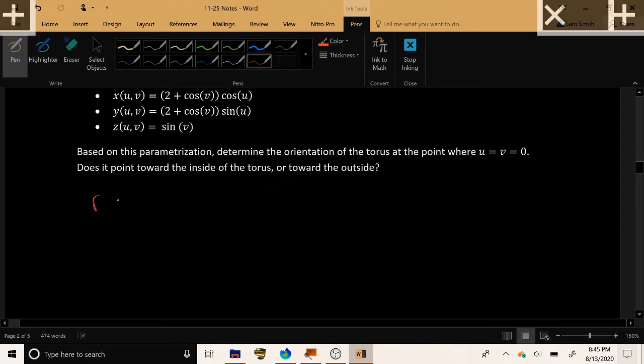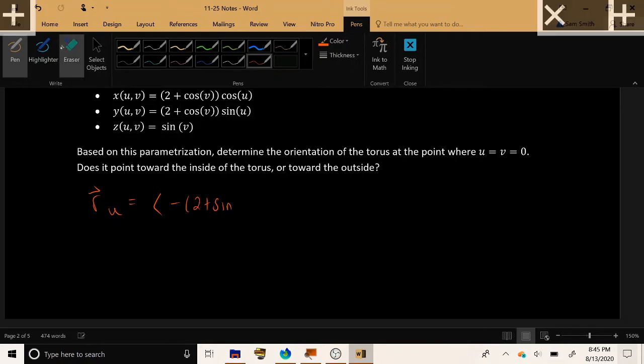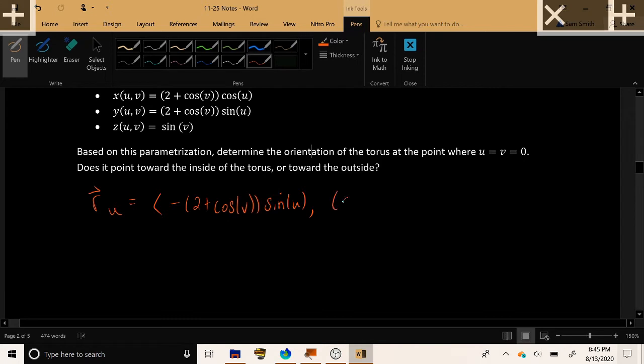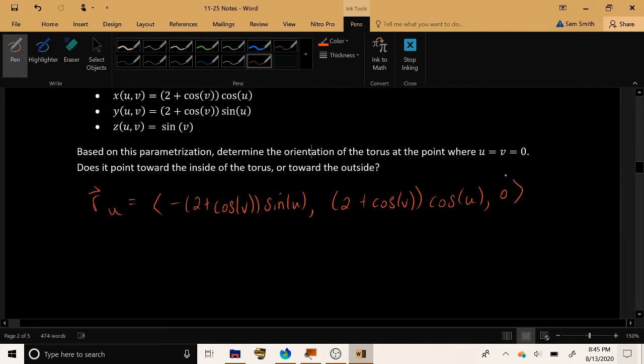We have r, which is equal to x, y, z, and so let's calculate r sub u, the derivative in the u direction, which will change the cosine u to a negative sine u. It won't have any effect on v. It will change the sine u into a cosine u. And since the z term doesn't contain a u, that term will vanish. And for r sub v, that will change the cosine v's into negative sine v's. All the other quantities are constants and will be unaffected.